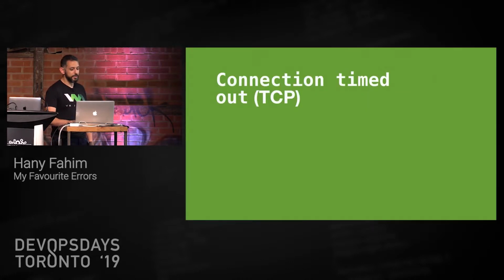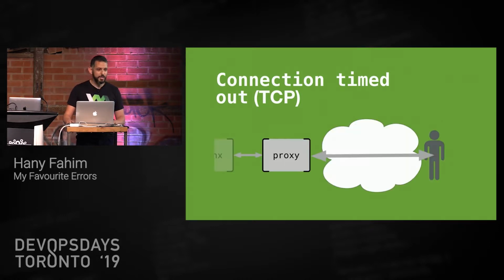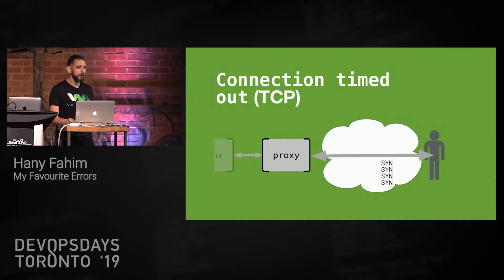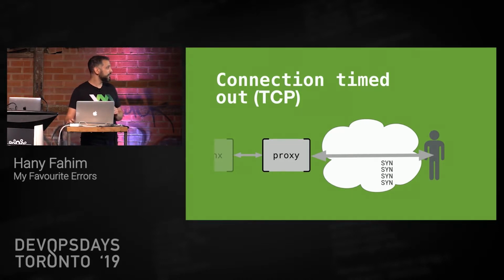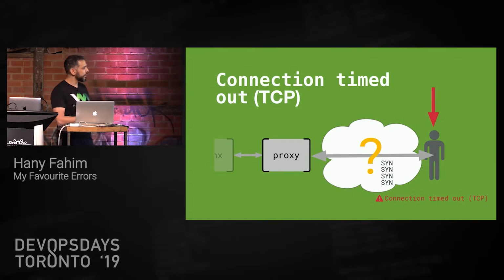Here's one that we all love, connection timed out. This is a TCP timeout. So imagine you want to talk to the proxy. You start off by sending a SYN packet. You get nothing back. So then after some time, you send another one, and then another and another. I think most systems send between 10 to 15 packets before eventually saying, I don't know what's going on. I'm not getting any response. And it gives up. So you get a connection timed out in this case.